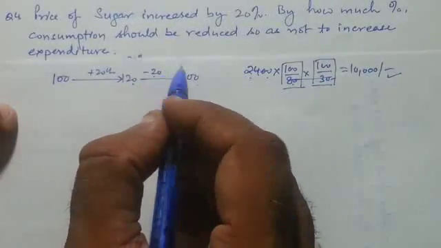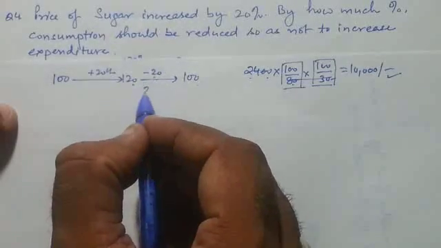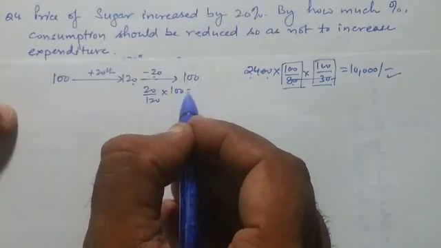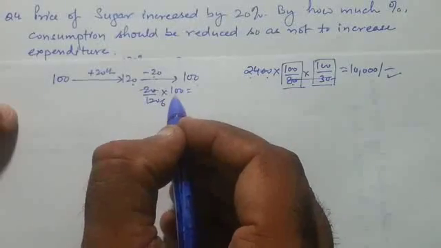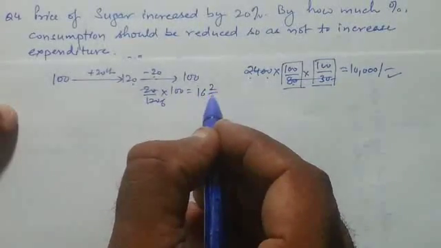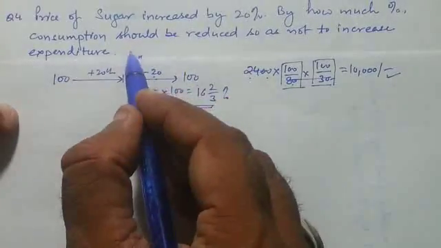So how much consumption should be reduced? It should be reduced 20 on 120. So what percentage is 20 of 120? So 20 upon 120 into 100 will give me 100 upon 6, and that is equal to 50 upon 3. 50 upon 3 means 16 whole 2 upon 3%. So this is the answer to question number 4.